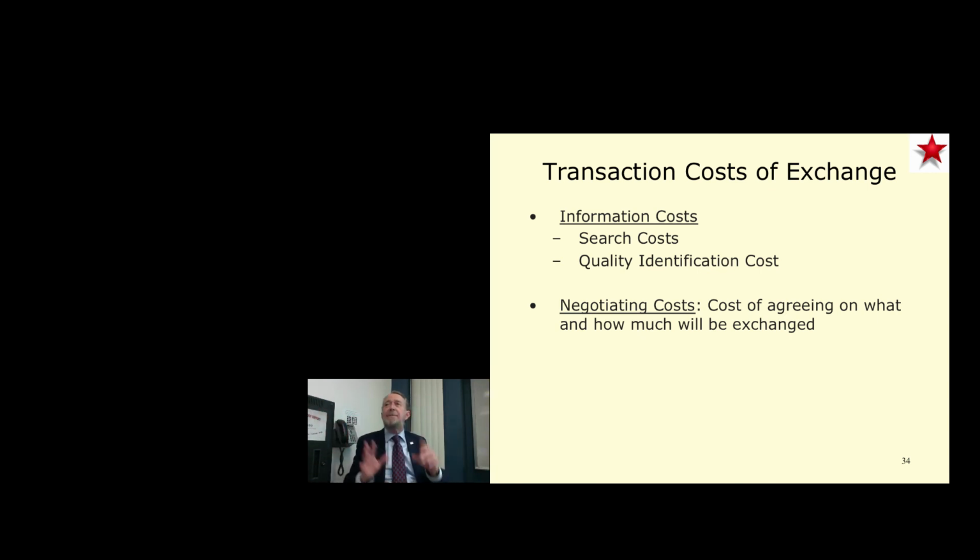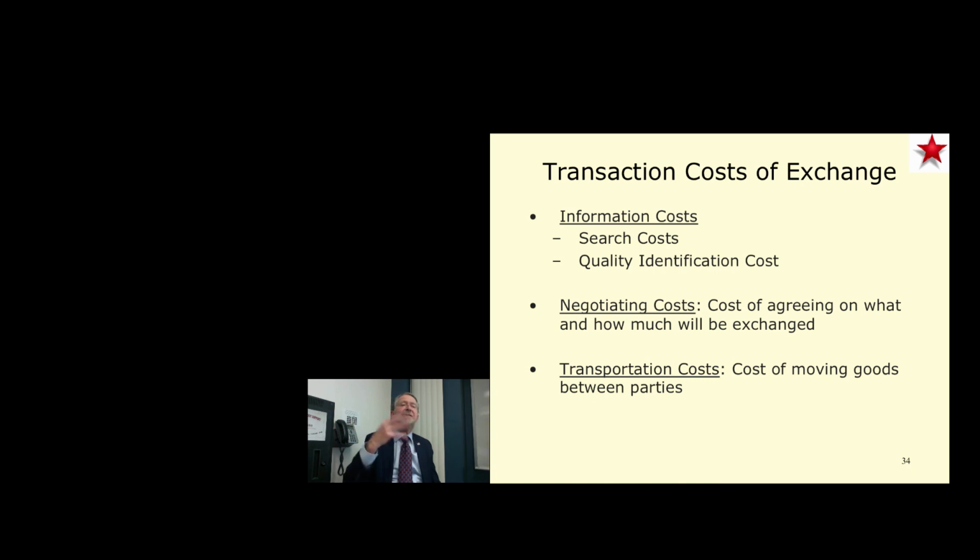So the side point of this is hire experts to do these kinds of things. But anyway, negotiating costs, coming to agree what will in fact be exchanged. Finally, there is transportation cost, and that's simple. It's the cost of moving the two goods in the exchange.